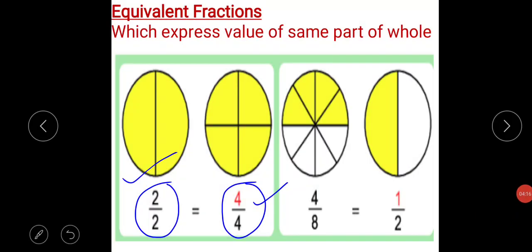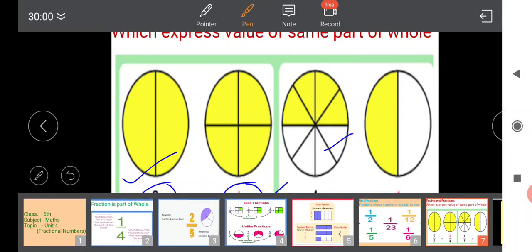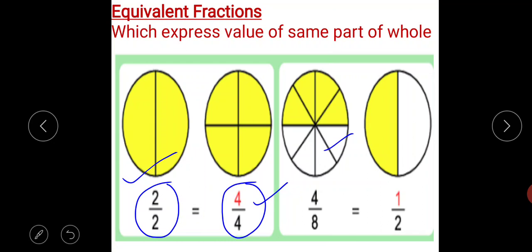In this figure, this fraction is 4 upon 8. Means there are 8 parts of the circle and we shade 4 parts, that is, we have shaded half. Also, when we divide the circle in 2 parts and shade 1 part, this represents fraction 1 upon 2. But these two fractions represent half part of the circle, so these two fractions are equivalent fractions.